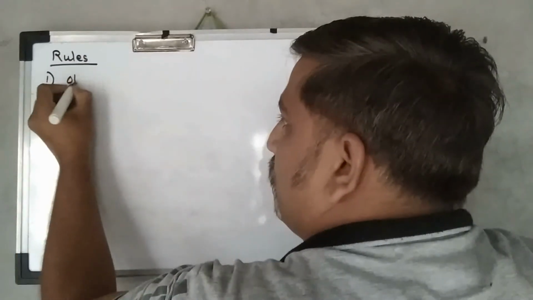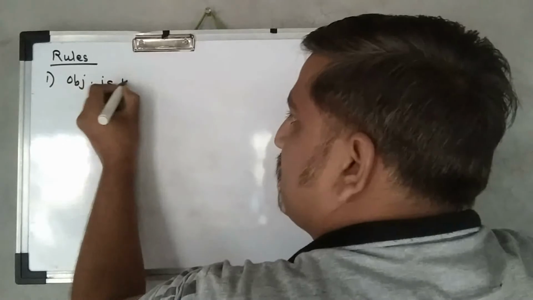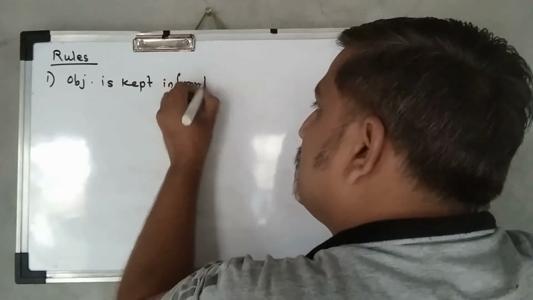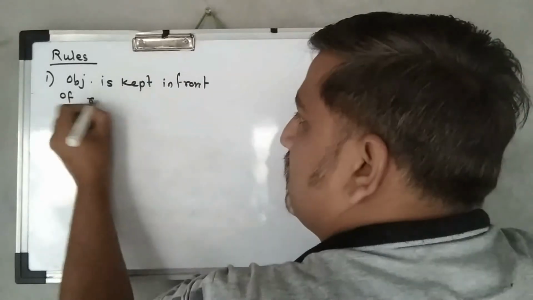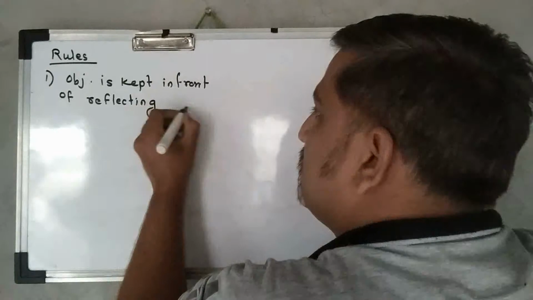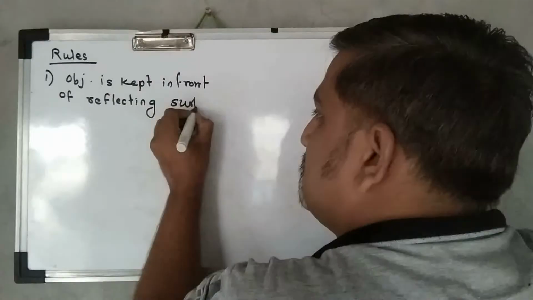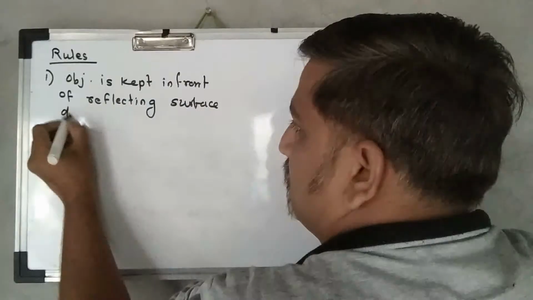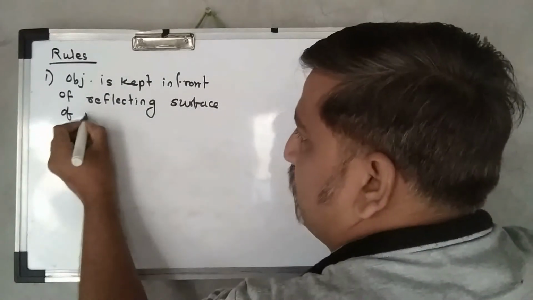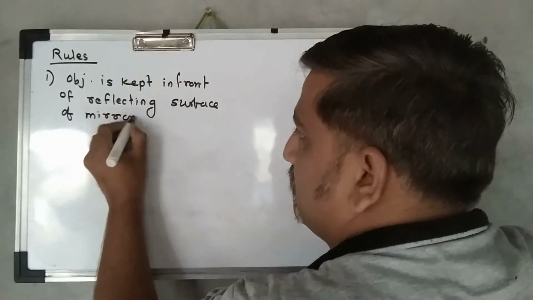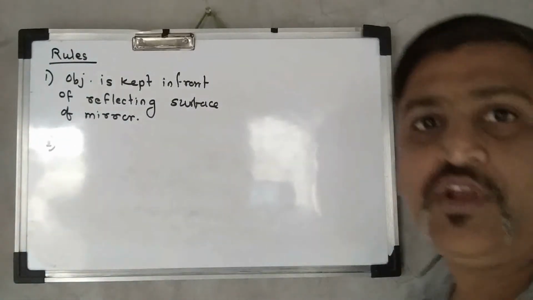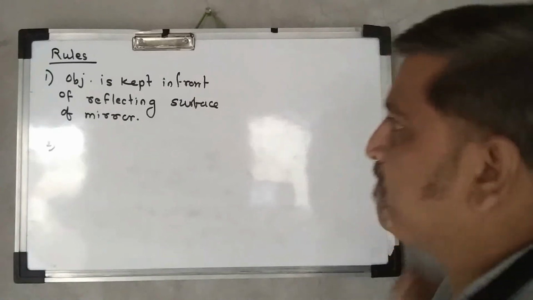First, the object is kept in front of the reflecting surface of the mirror. The object is always kept in front of the reflecting surface of the mirror. This is the first rule which we should follow while drawing the ray diagram.